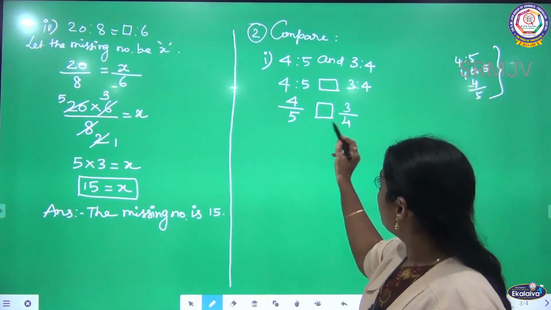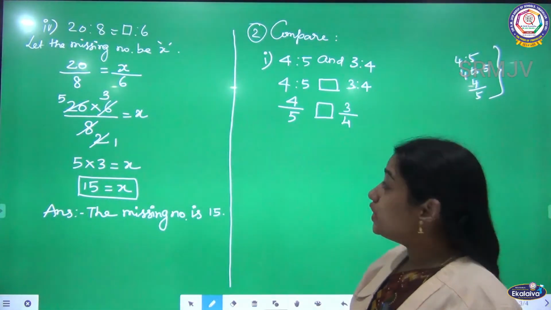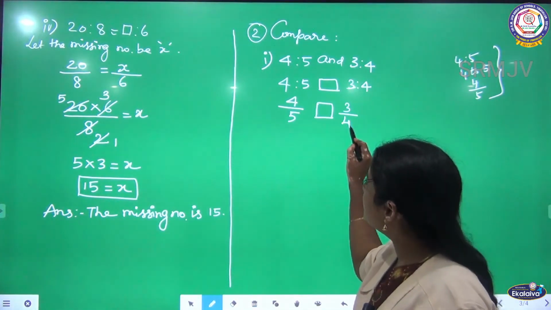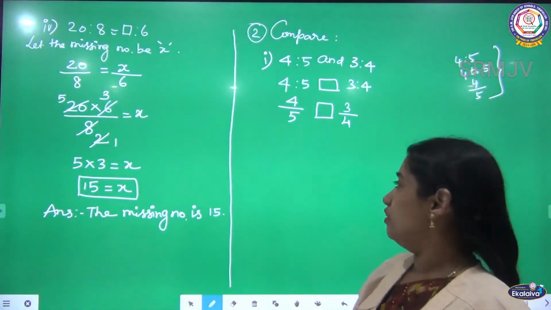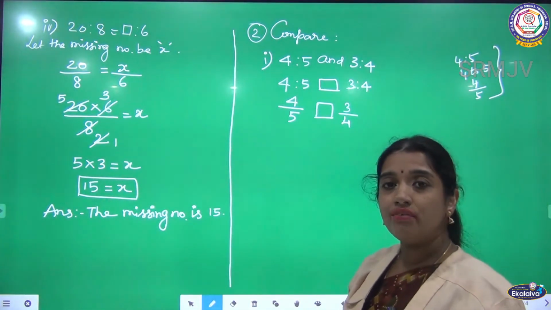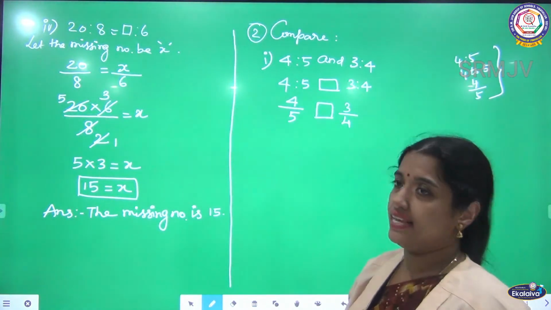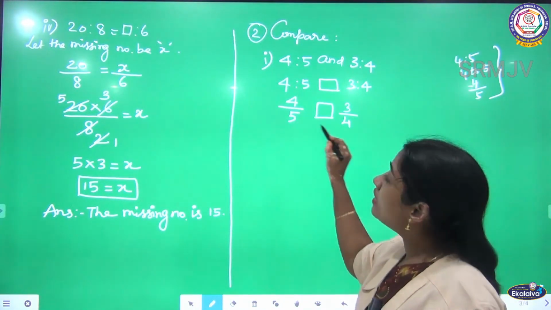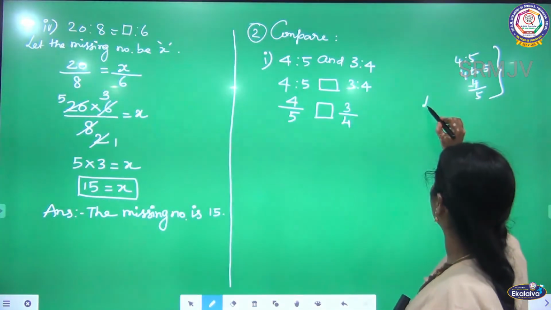If I am going to compare two fractions, what should be the same? Like fractions, the denominators should be the same. See here whether your denominators are the same. No, you have two different denominators. So what do you have to do? You have to make your denominators the same. How can you make the denominator the same? By introducing the LCM. Got it?